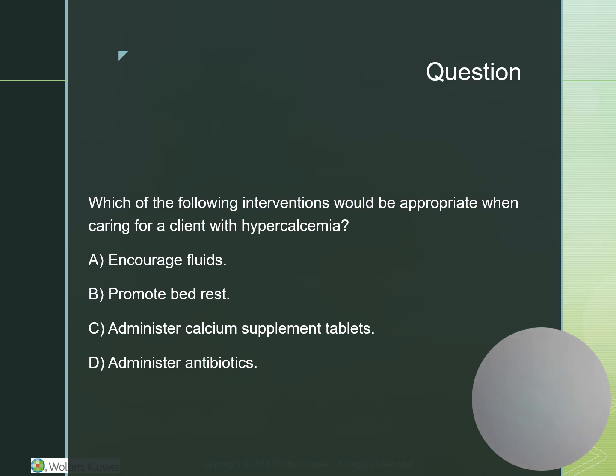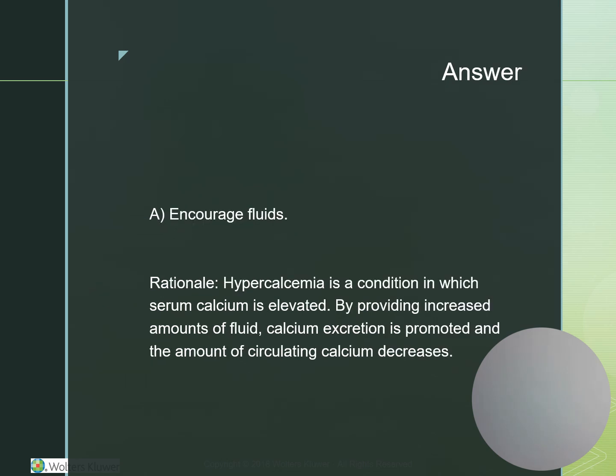So, which of the following interventions would be appropriate when caring for a client with hypercalcemia? Would we encourage fluids, promote bed rest, administer calcium supplement tablets, administer antibiotics? We're going to encourage fluids. We have a high level of calcium, so we want to dilute that level of calcium by increasing our fluid.